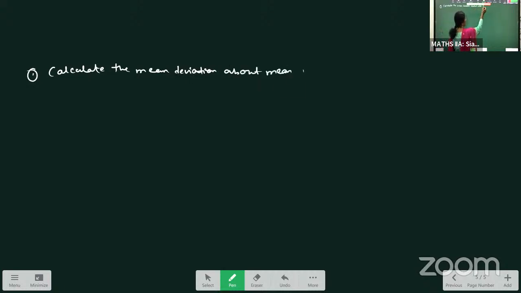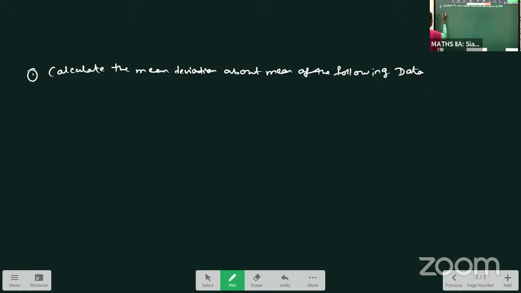Directly he will ask mean deviation only. The first question goes like this. Calculate the mean deviation about mean of the following data. The question will be given like this.